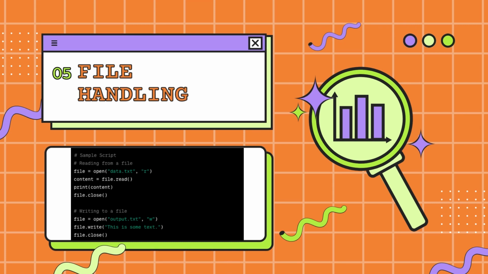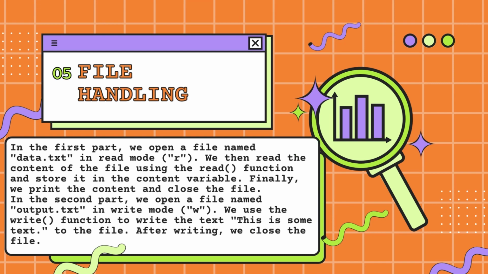In the second part, we open a file named output.txt in write mode, "w". We use the write function to write the text "This is some text" to the file. After writing, we close the file.